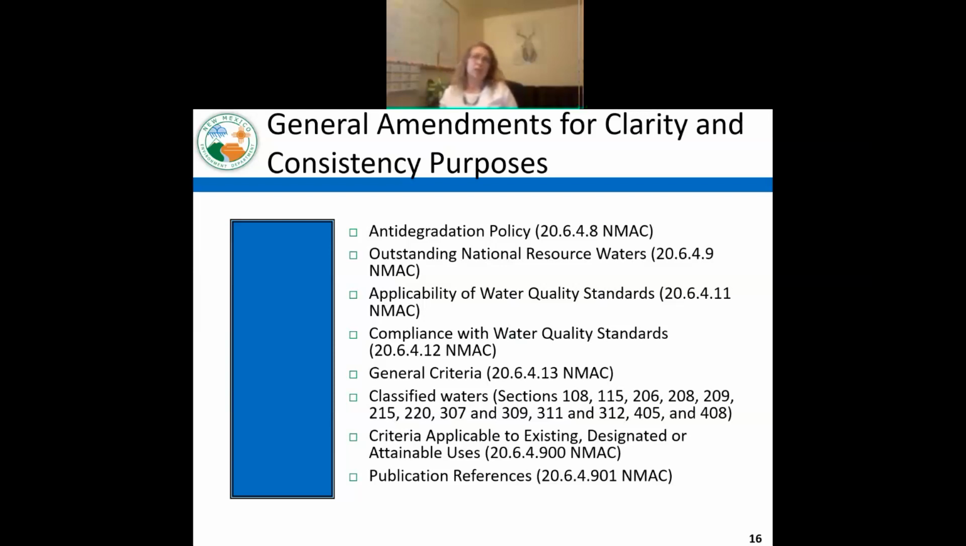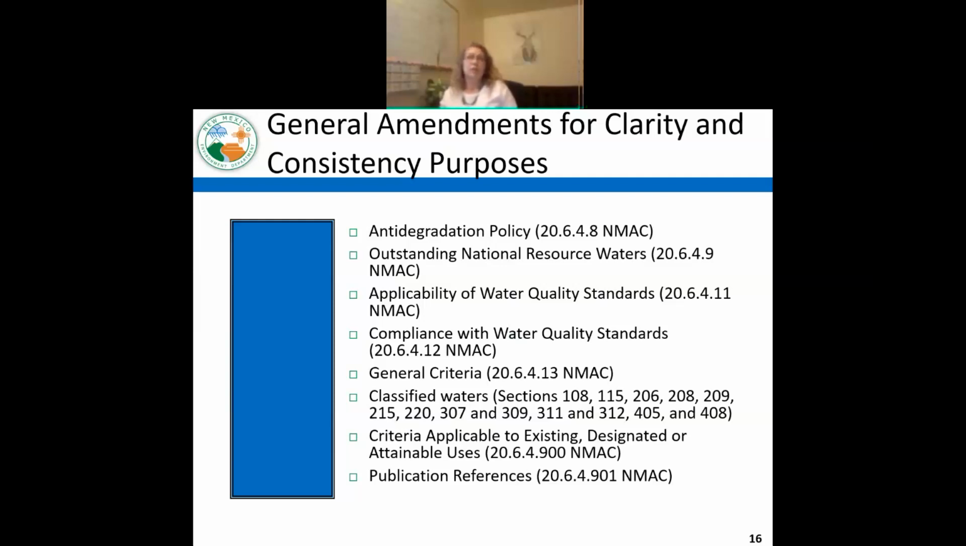The applicability of water quality standards under Section 11, and that's to move the definitions of harmonic mean flow and unclassified waters of the state into the definition section. The compliance with water quality standards under Section 12, where the department is proposing to amend language to clarify that compliance schedules are allowed in NPDES permits on a case-by-case basis.